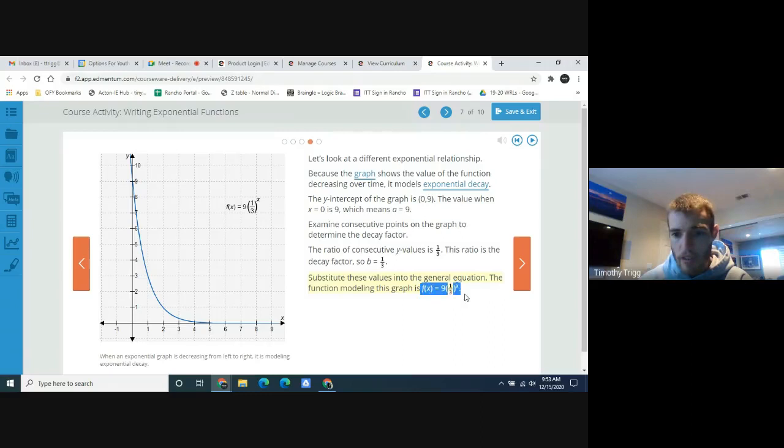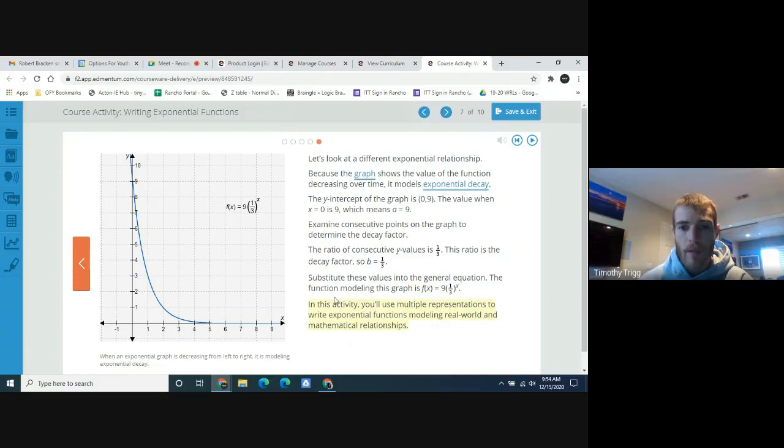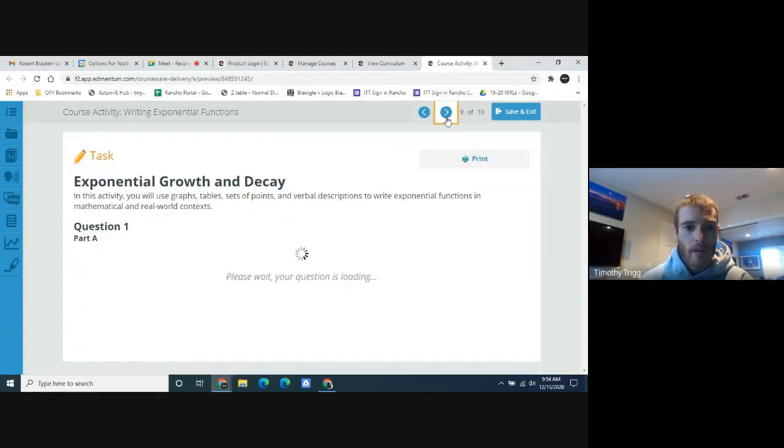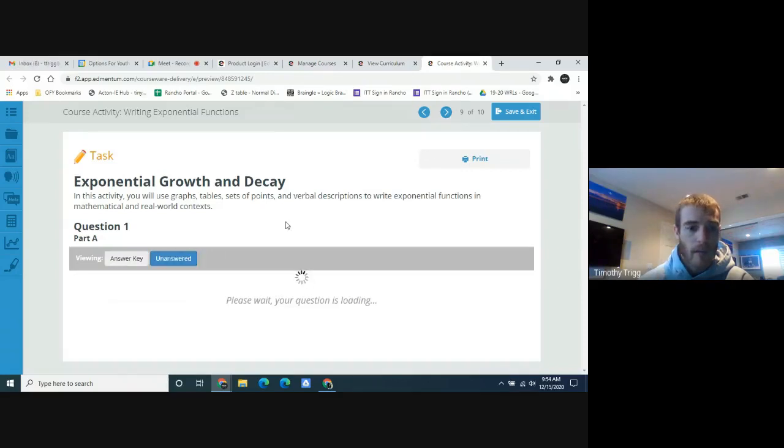And you can see this function, again, f of x equals a times b to the power of x. Here it is written here as well, f of x equals a times b to the power of x. The a in this case is 9, and the b is 1/3. All right, now we're going to talk more about this throughout this lesson. So let's go ahead and look.